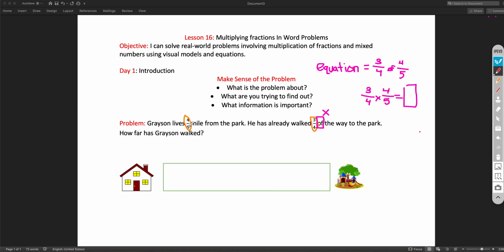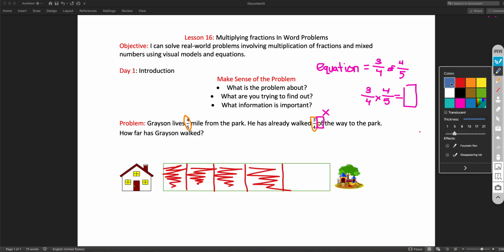I'm going to look at my denominator. My denominator is a 5. So that means there's 5 equal parts. So let me go ahead and split my area model into fifths. I have 1 equal part, 2 equal parts, 3 equal parts, 4 equal parts, and 5. Not really equal, but it's okay. It works for the problem. And now I'm going to shade in 4 of those 5 equal parts. And that represents how far he lives from the park.